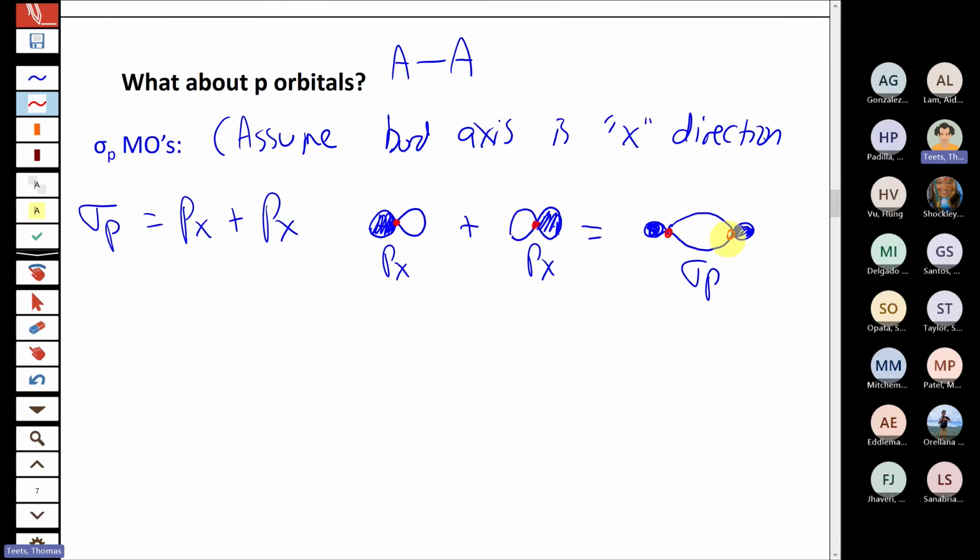The overlap of the unshaded lobes is going to reinforce in the center as electron density between the nuclei. You'll have a little bit outside from the opposite lobes that don't overlap with each other, but that's what it would sort of look like. But again, it's an in-phase combination of two px orbitals that give you a sigma bonding orbital.